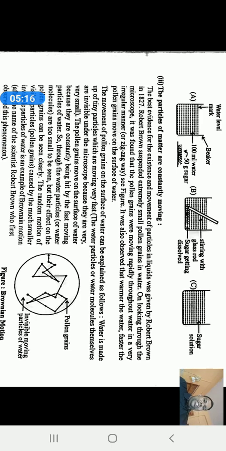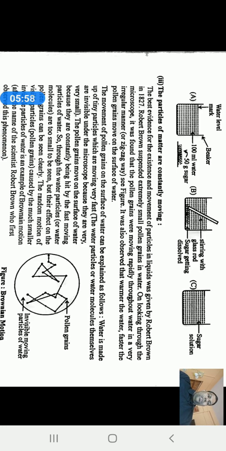On looking through the microscope, it was found that the pollen grains were moving rapidly throughout the water in a very irregular manner. If you observe through a powerful ultramicroscope, you will observe this irregular movement of the pollen grains. See the figure they gave of Brownian motion: the pollen grains, and we are observing the movement of invisible particles of matter also.